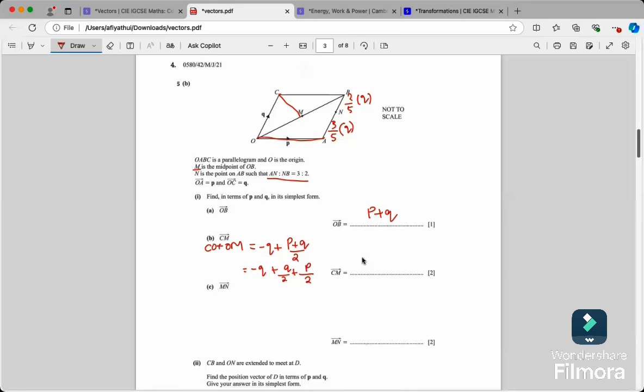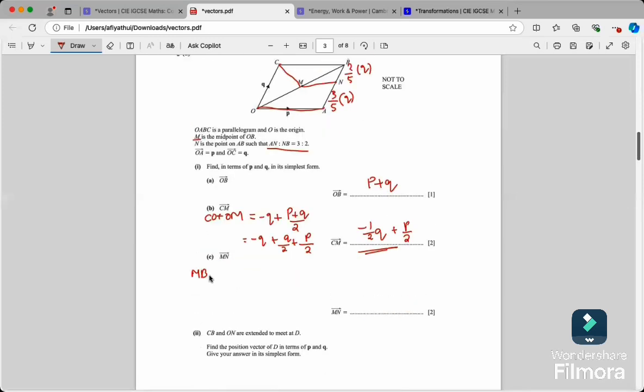It will be minus half Q plus P by 2. Then you need MN, so you need the small MN. So how can we reach from M to N? You can go like M to B, M to B to N, right? So that will be the easiest way. So you can go M to B, M to B plus B to N.